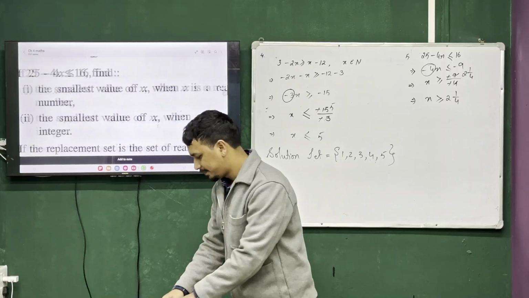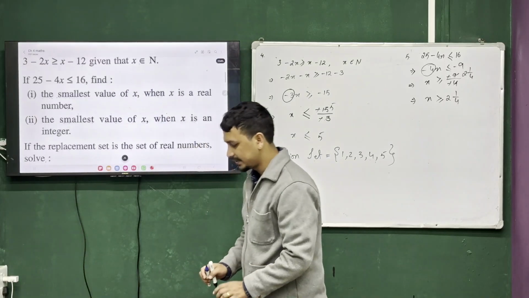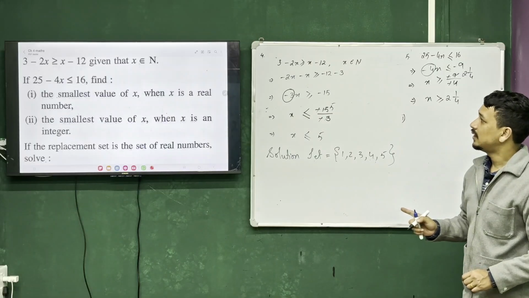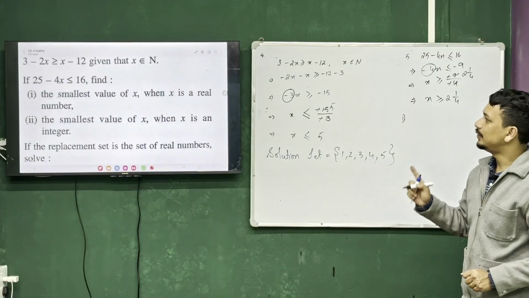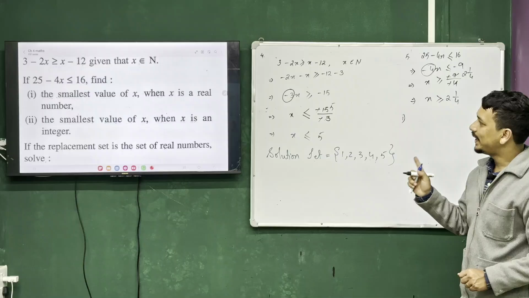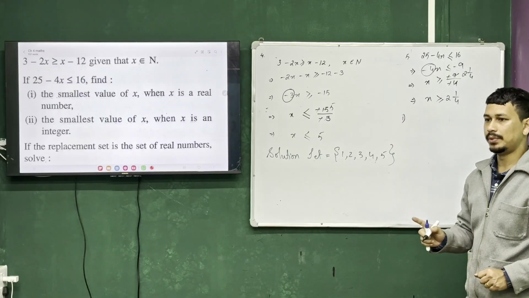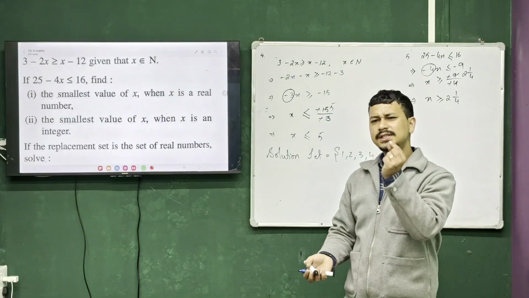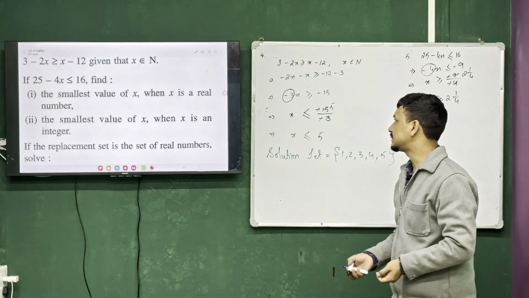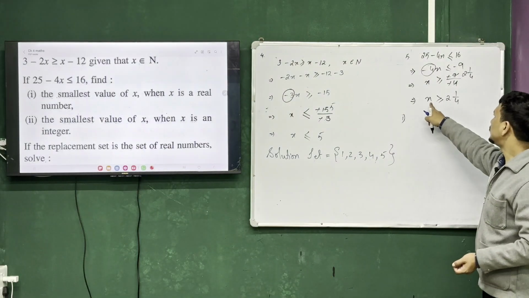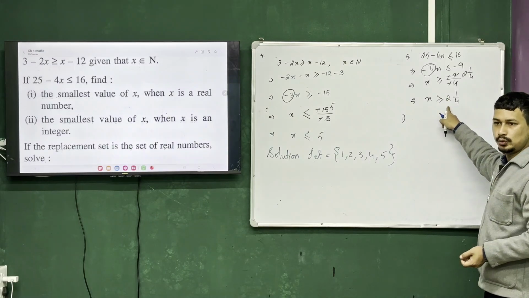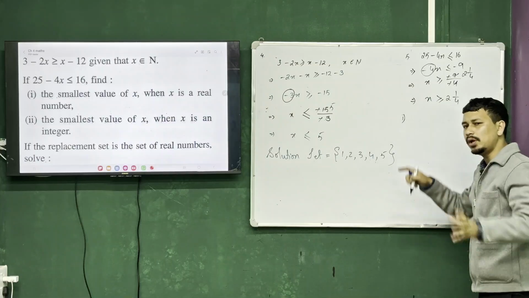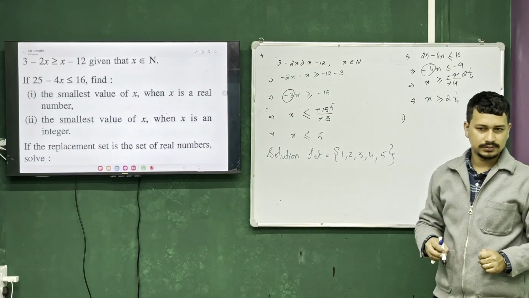Now let's see this part. Okay, it's very interesting, this part. Question number 1. It says the smallest value of x when x is a real number. That means the replacement set is real numbers. So what will be the smallest possible value of x? We know that x must be greater than or equal to 2 1/4, meaning 2 1/4 and greater numbers, right? So what will be the smallest possible value for x?